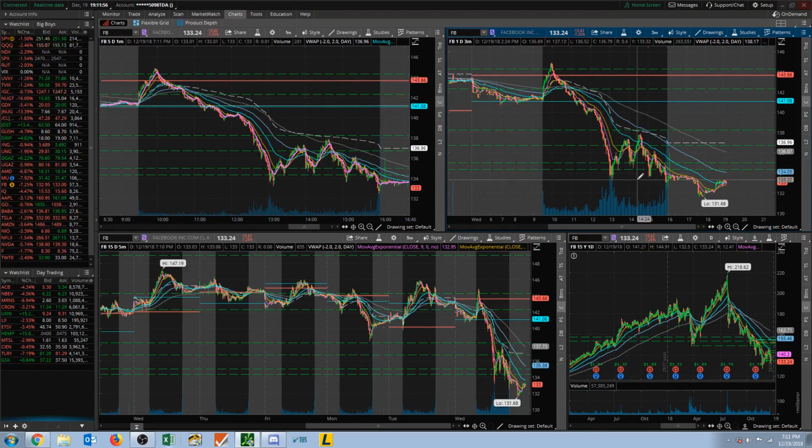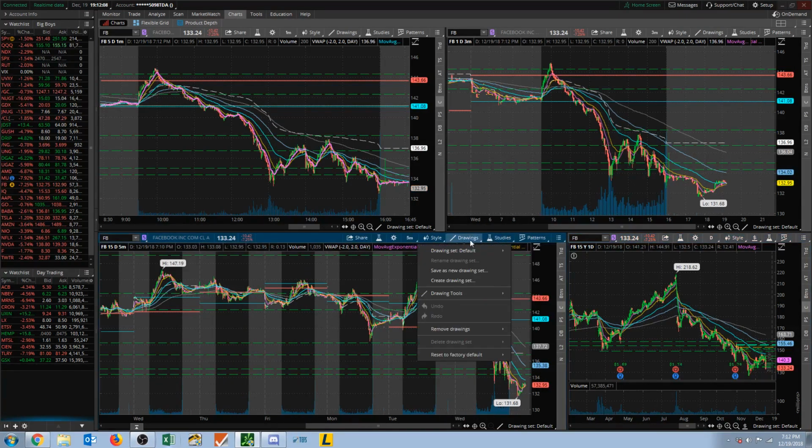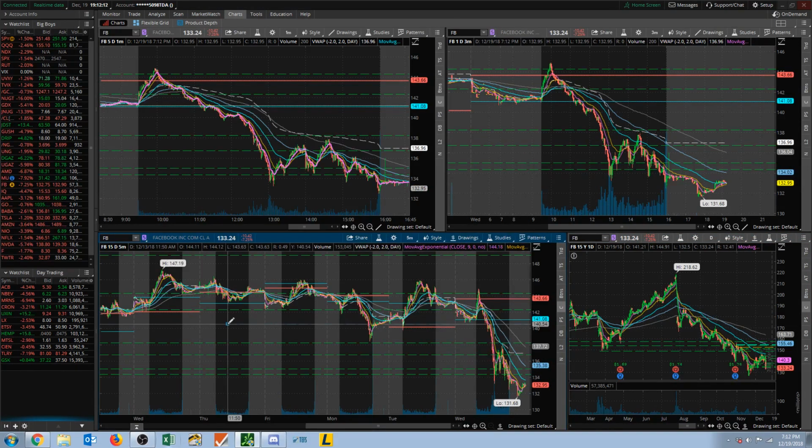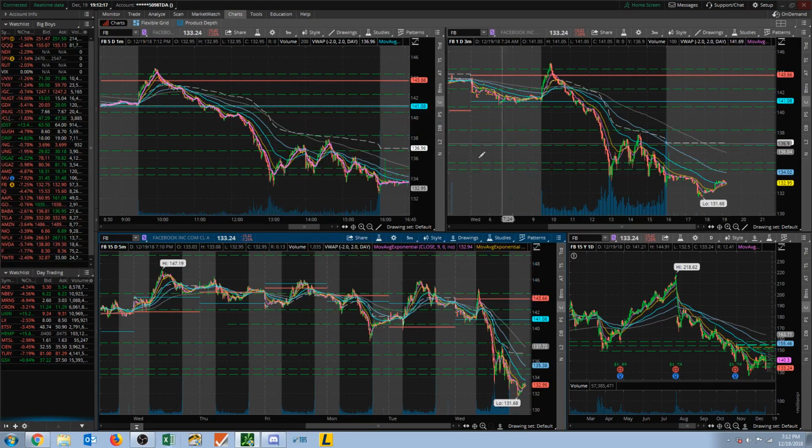Let's take a look real quick. So you see these green lines. These green lines are going to be just major areas for me. That's how I graph it out. I find a major area. I'll go to drawings, drawing tools, price level, double click on that area, adjust it accordingly to wherever the value needs to be, and then you're good to go. I'm going to remove that one because it doesn't mean anything to me.